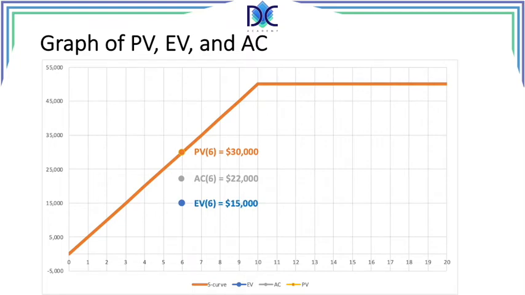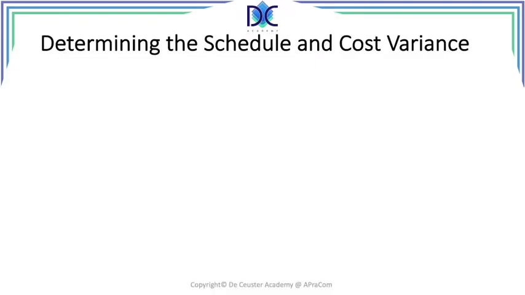From this situation, we can already see that the earned value is lower than the planned value, smaller than the planned value, so we are behind schedule. The actual cost is higher than the earned value, so it means we are spending more than what we estimated. Parameters that we can use are the schedule and the cost variance.